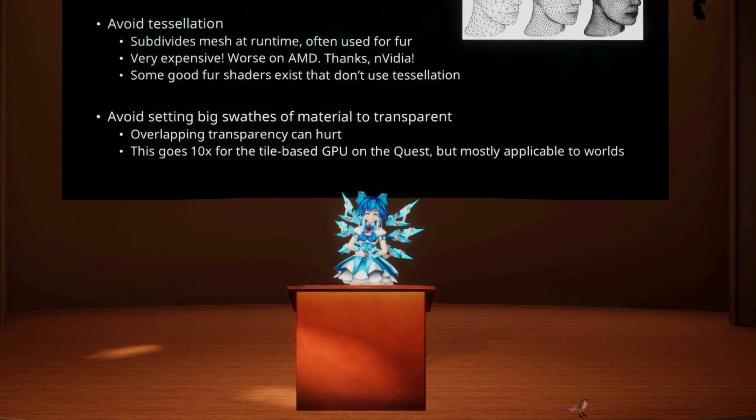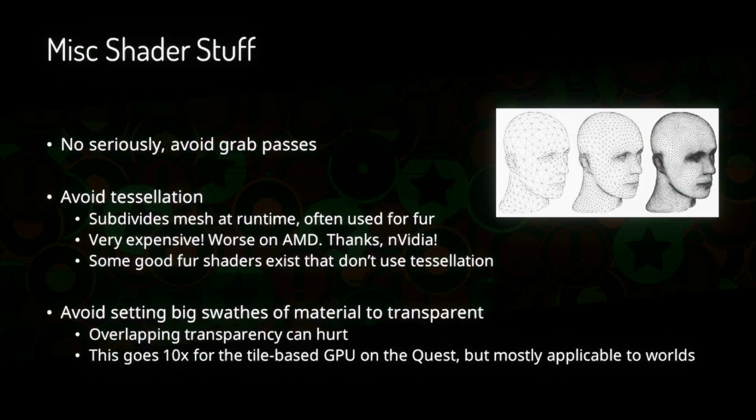So moving on, some miscellaneous shader stuff, and this is where I'm going to catch some furry hate, I think. Not on the grab passes, which you should just avoid, but on tessellation. Tessellation is often used for fur shaders, and TLDR, it subdivides a mesh at runtime. It's very often used for fur. It's really expensive, especially on AMD due to some shenanigans NVIDIA pulled about 15 years back. There are some good fur shaders out there that don't use tessellation or keep it pretty minimal. But yeah, tessellation can be really expensive, so be careful with it.